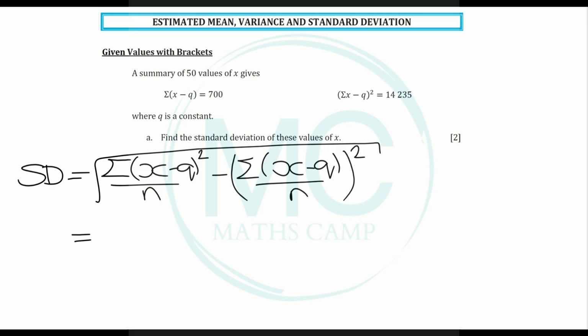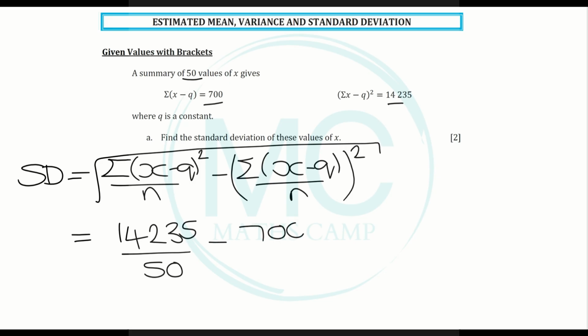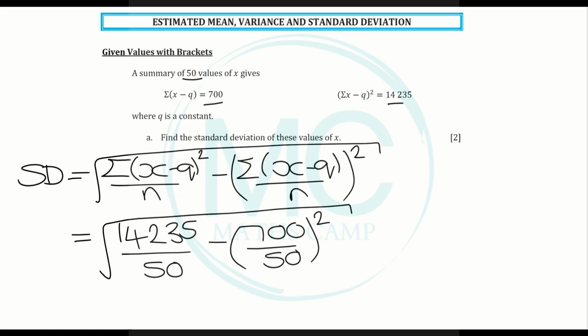And now we can fill in our values. Our square bracket, 14,235. Put this down here, 235. N is the total number of values, 50, so over 50. Minus the value of the non-squared bracket, 700 over 50. Let's put this into a bracket squared, all under a square root.